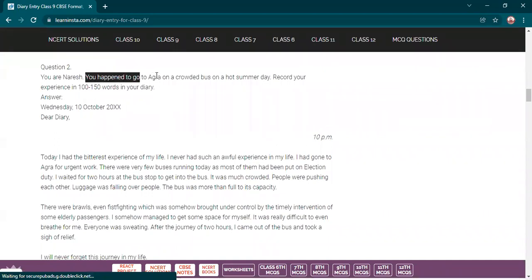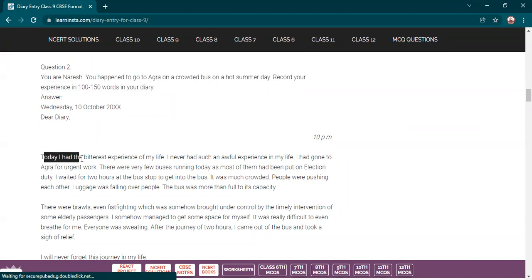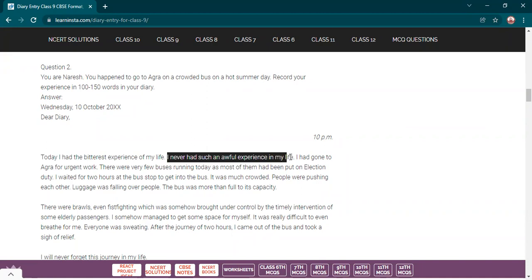You happen to go to Agra on a crowded bus on a hot summer day. Record your experience. Again, this is not something good. There's nothing to be sad, but yes: today I had the bitterest experience of my life. From the first line we know it's a bad experience. I never had such an awful experience in my life.